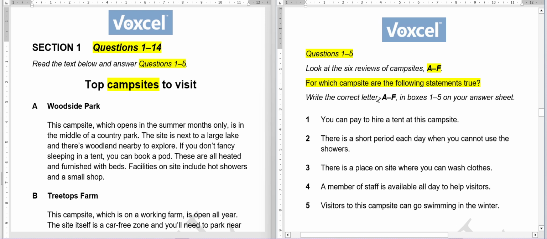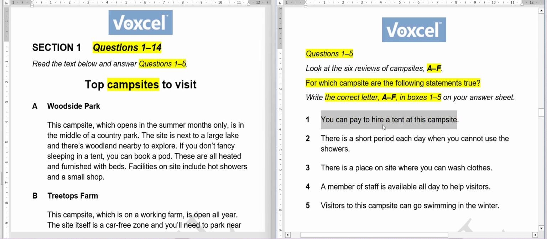Clear? So you have to write the correct letter, A to F, in boxes 1 to 5. For example, whichever campsite the information in the first question is true for, we will write that letter in front of it. For example, if this information is given in paragraph A, we will write A in front of it. If it's given in B, we will write B. If in C, we will write C. I hope it is clear.